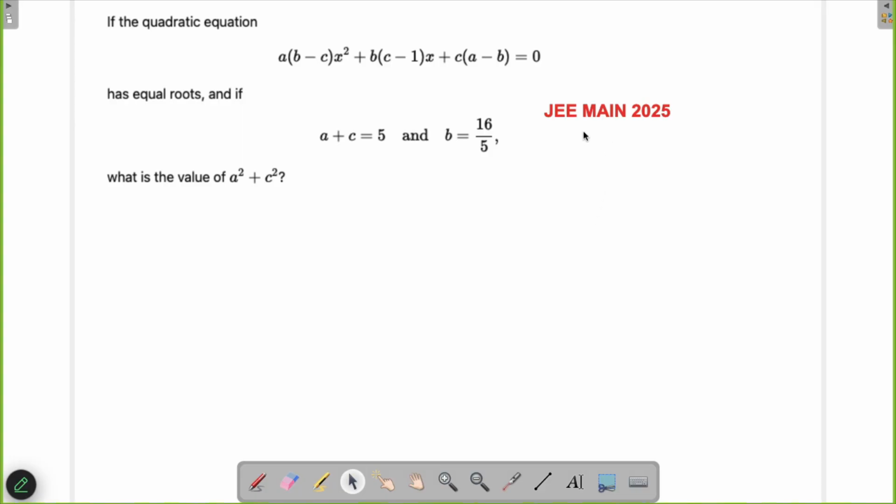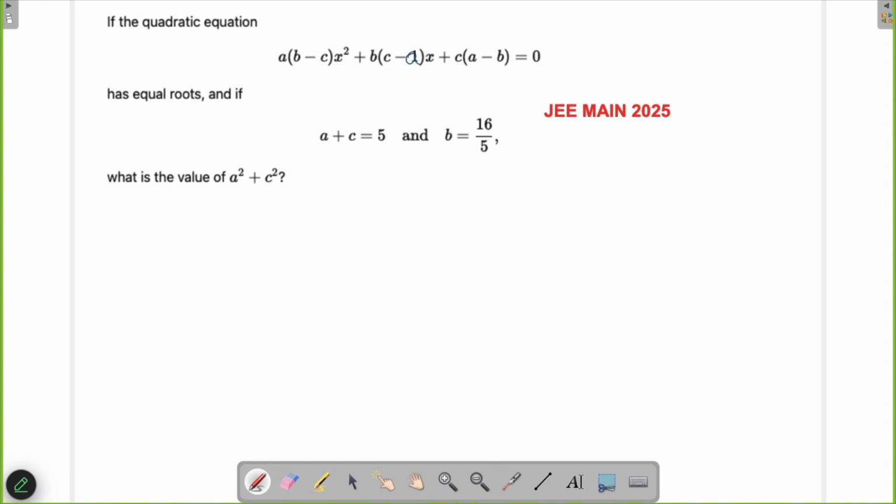Alright, so we are solving a problem which appeared in JEE Main 2025. In this question, a quadratic equation is given: a times (b minus c) x square plus b times (c minus a) x plus c times (a minus b). Then this information is given: a plus c equals 5 and b equals 16 by 5. We are supposed to find the value of a square plus c square.